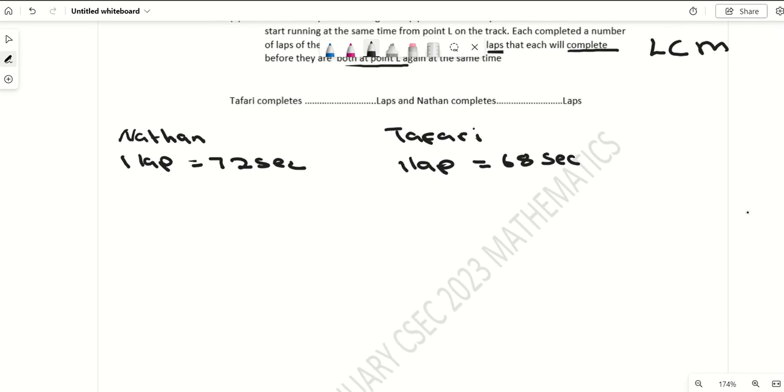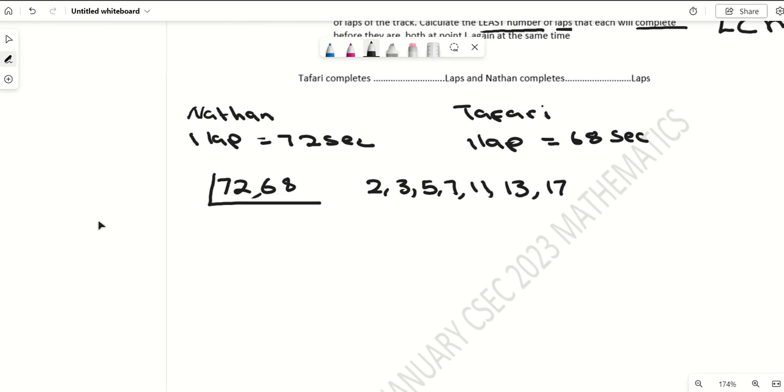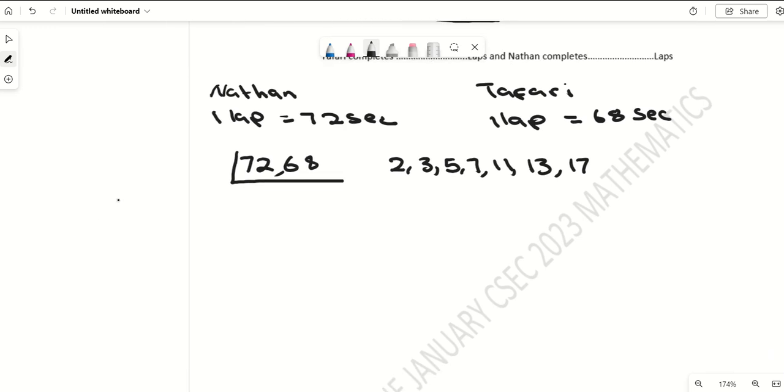So we're going to find the LCM of 72 and 68. And we know when we're finding the LCM, we only use prime numbers outside here, which is 2, 3, 5, 7, 11, 13, 17. We'll stop at 17. If we need bigger numbers, we'll go. So the first one, can 2 go into both numbers? Yes, 2 could go into 72 36 times, and 2 could go into 68 34 times. Then 2 could go into those two numbers again, so you use 2 again.